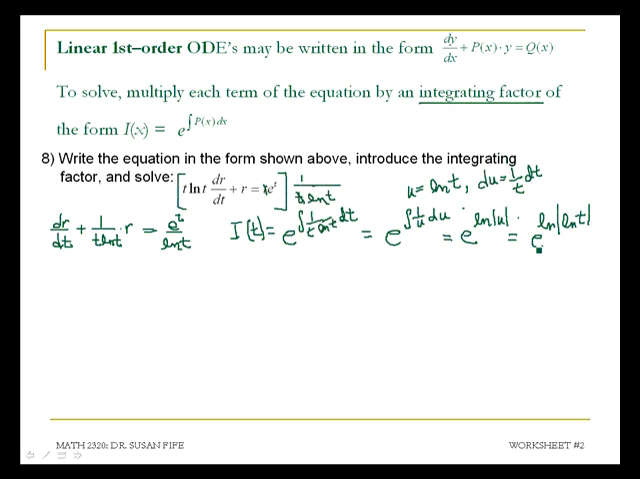This looks messy, but the nice thing is that e and natural log are inverses of each other, and those operations cancel each other out. So that e and the natural log cancels, and it leaves you with just the natural log of t. So natural log of t is going to be our integrating factor. And we want to take that previous equation and multiply everything. So everything here gets multiplied by the integrating factor, natural log of t.